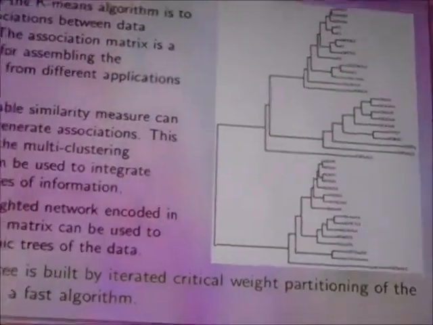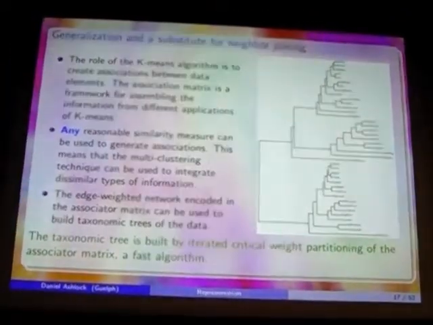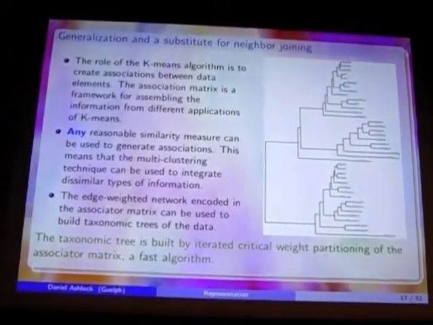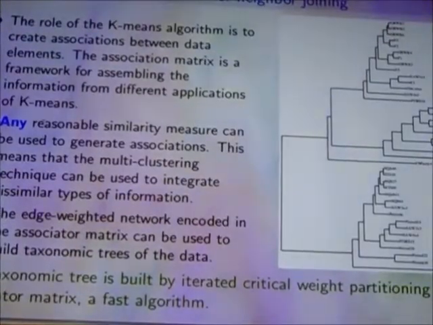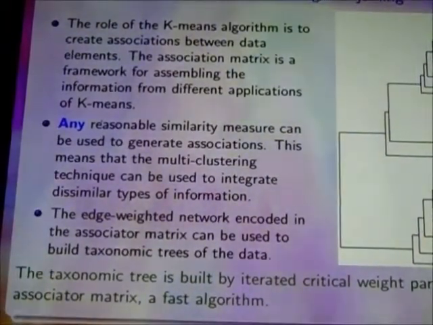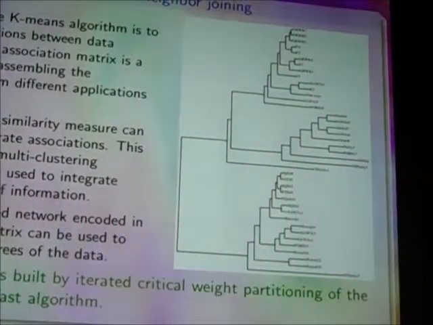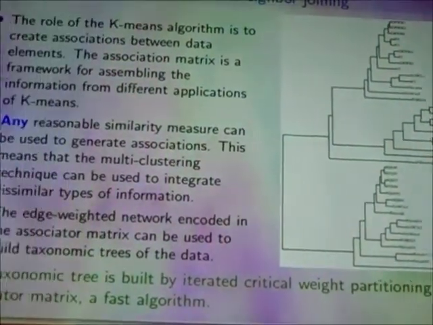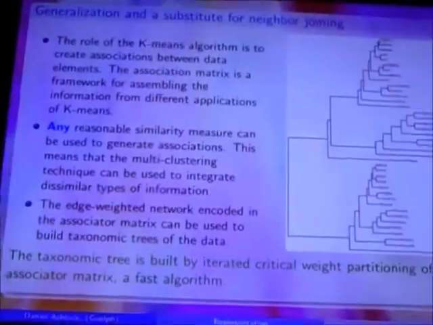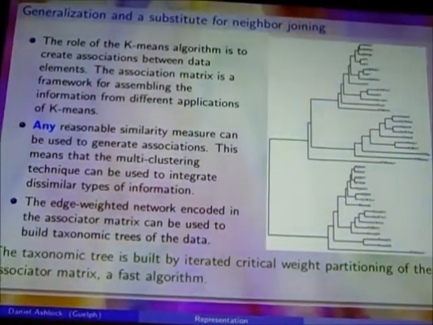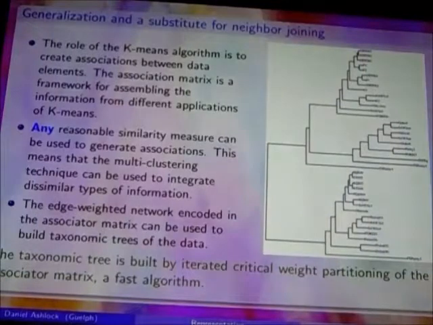So I was happy because at the time I was only a professor. But this framework of making an association matrix is much more general. Any reasonable similarity metric can be used to generate associations. This means that the multi-clustering technique can be used to integrate dissimilar types of information, and the edge-weighted matrix encoded in the associated matrix is really easy to build these trees out of.